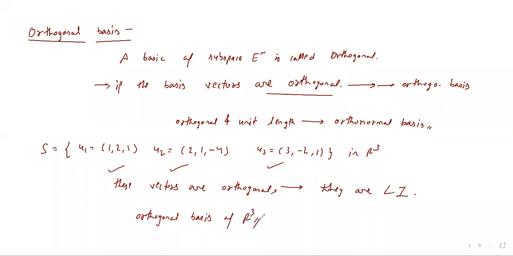Now there is another concept. If they form an orthogonal basis of R cube, and there is another vector, let's say v, with value (7, 1, 9), I want to write this vector v as a linear combination of these ui vectors. That is, we want v = x1 u1 + x2 u2 + x3 u3, where u1 is (1, 2, 1), u2 is (2, 1, -4), u3 is (3, -2, 1), and my v vector is (7, 1, 9). We are going to apply the property of orthogonality to find the values of x1, x2 and x3.